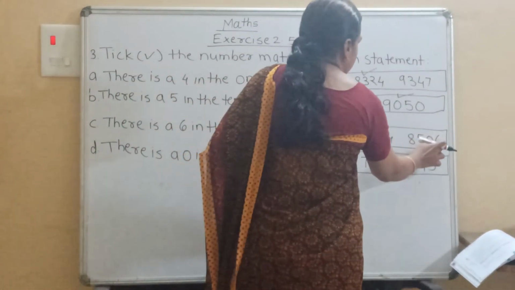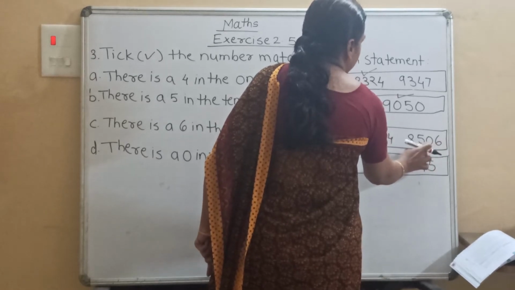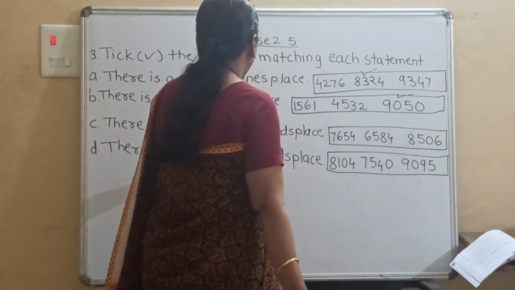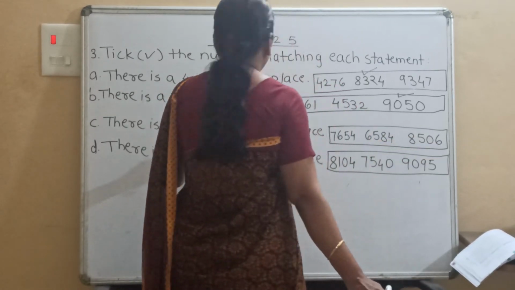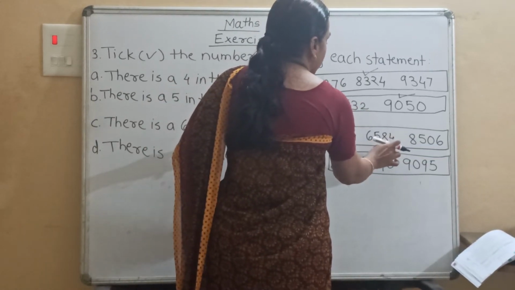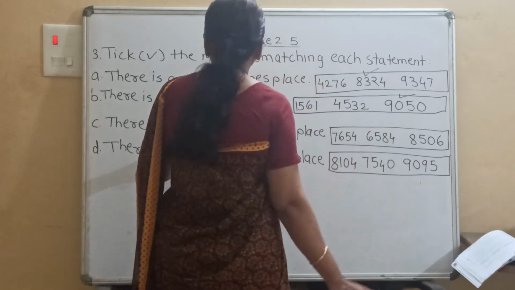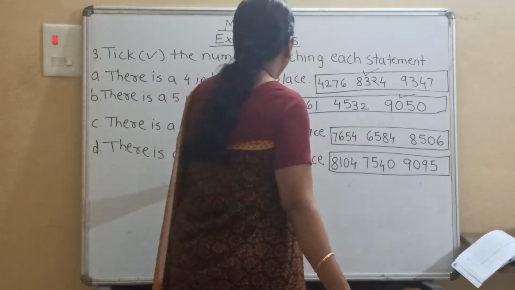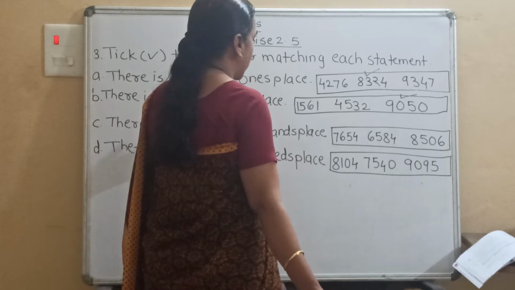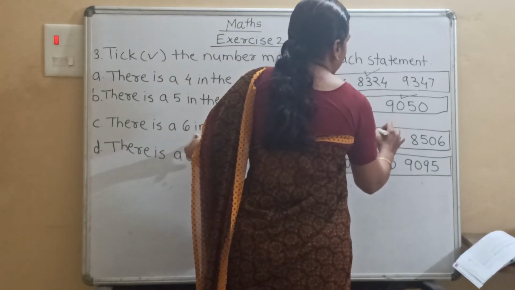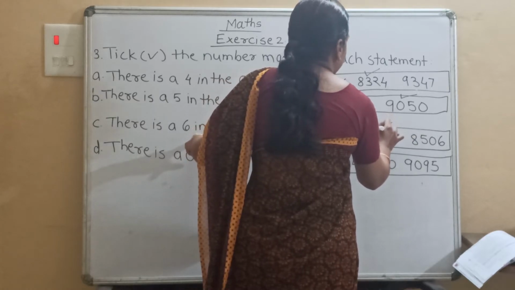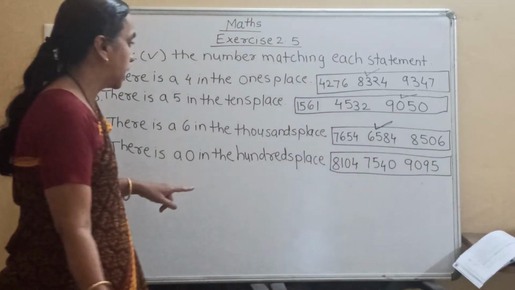Then C example. There is a 6 in the thousands place. So start with this number. Ones, tens, hundreds, thousand. So in the thousands place we want 6. So this number is not correct. Now the second number: ones, tens, hundred, thousand. So in this thousand place which number is there? 6. And that number we want. So 6584 is the correct number. So tick mark on that number.